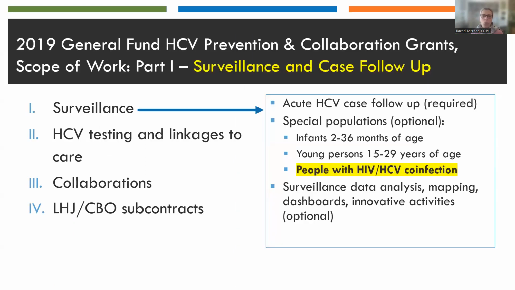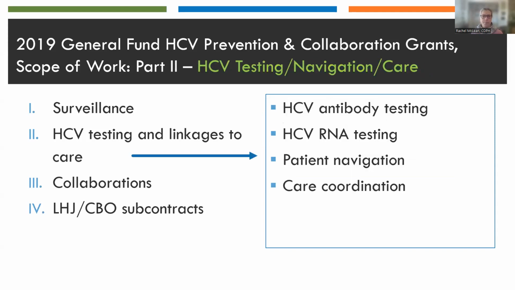In terms of the scope of work of what the jurisdictions are funded to do, there are two major parts of the scope of work. Part one is based on public health surveillance and case follow-up. All jurisdictions are required to follow up on acute hepatitis C cases, and they are given the option to use their funds to focus on special populations, including children, adolescents, and young adults, as well as people with HIV Hep C co-infection. And about 11 counties are using their funds to focus on people with HIV and hepatitis C.